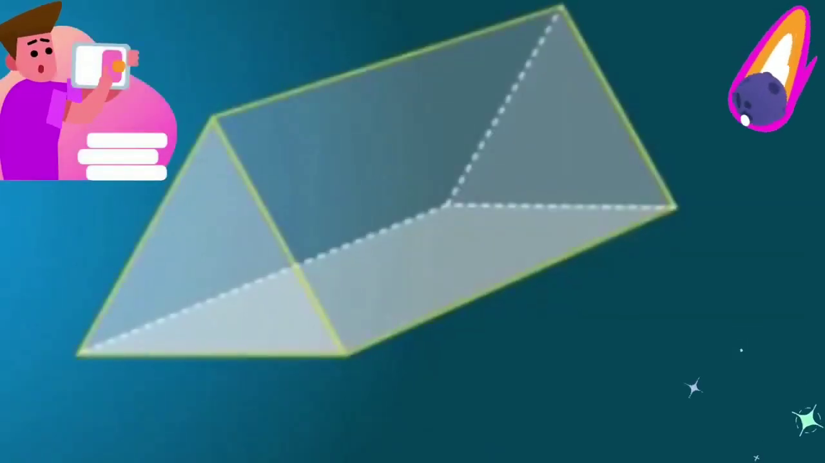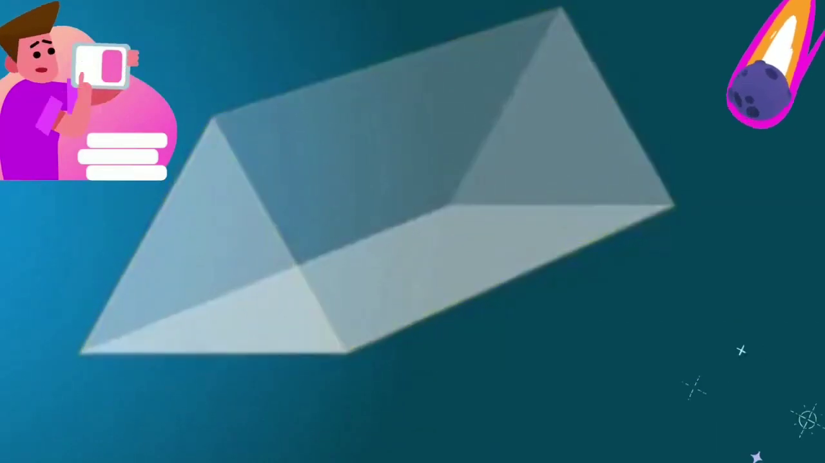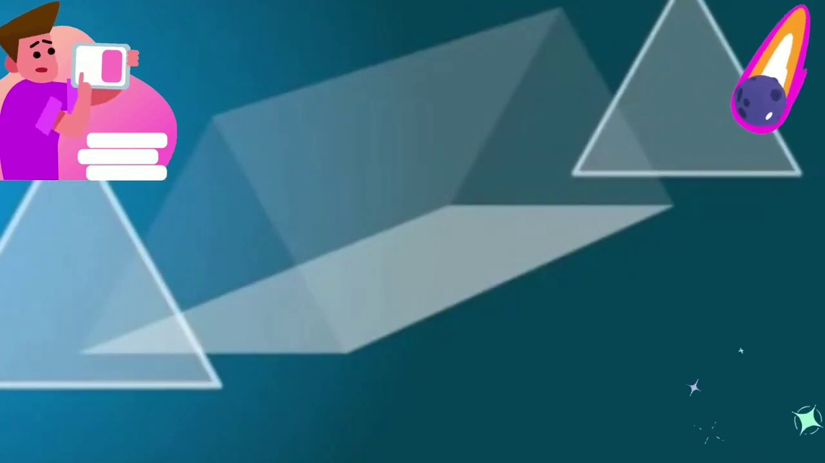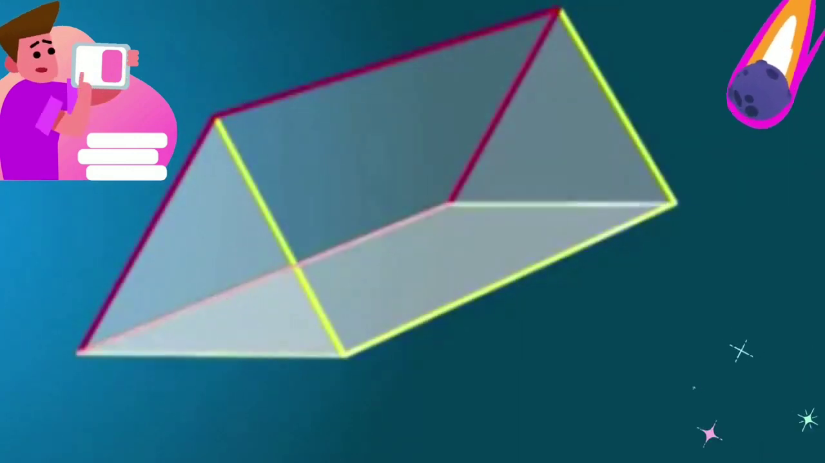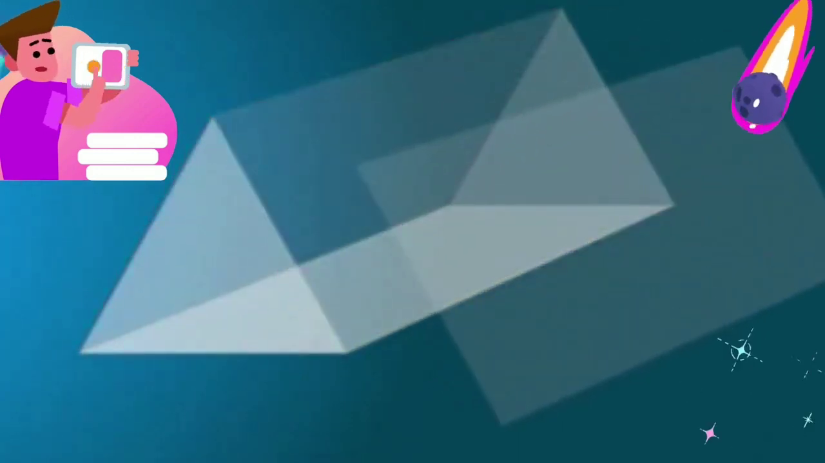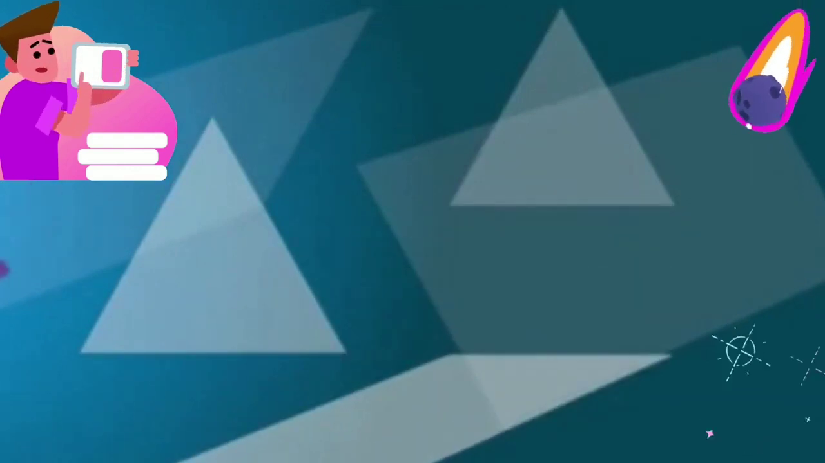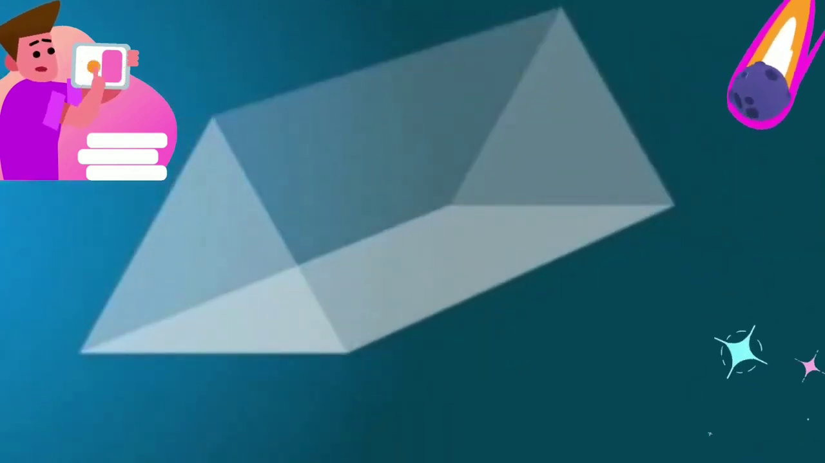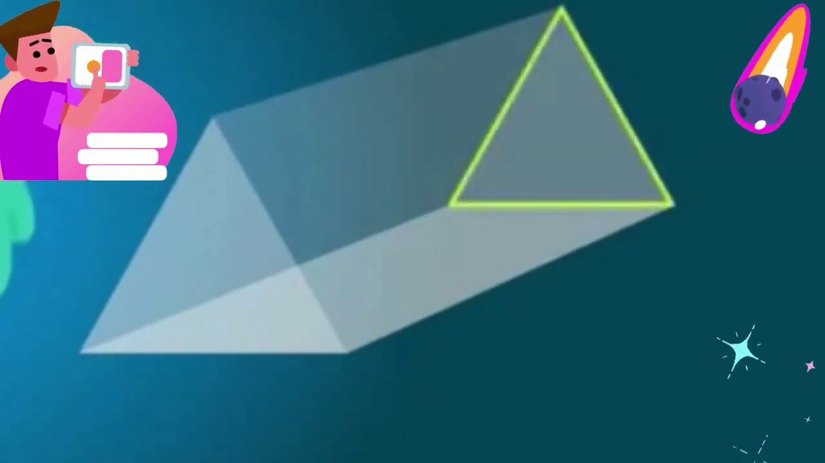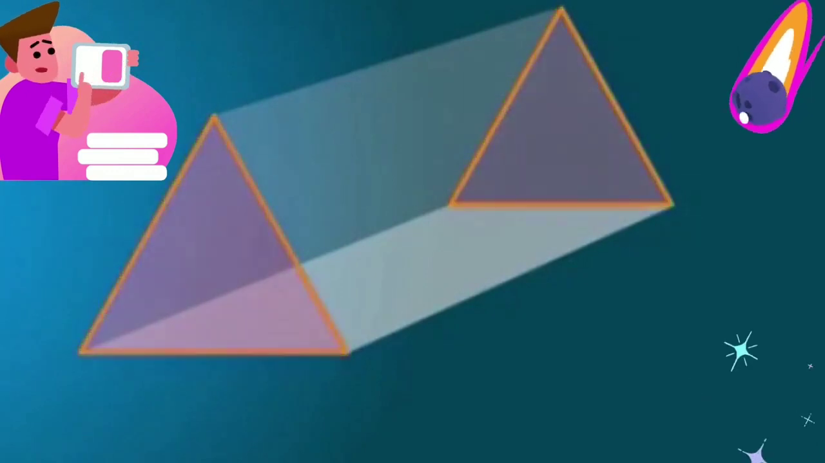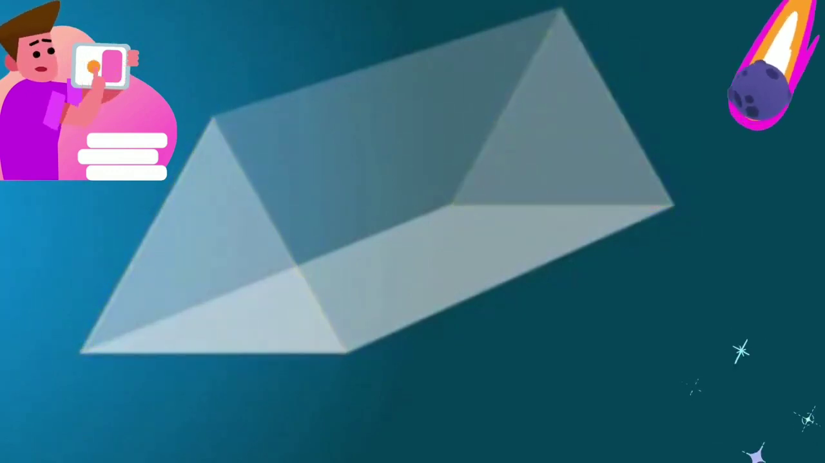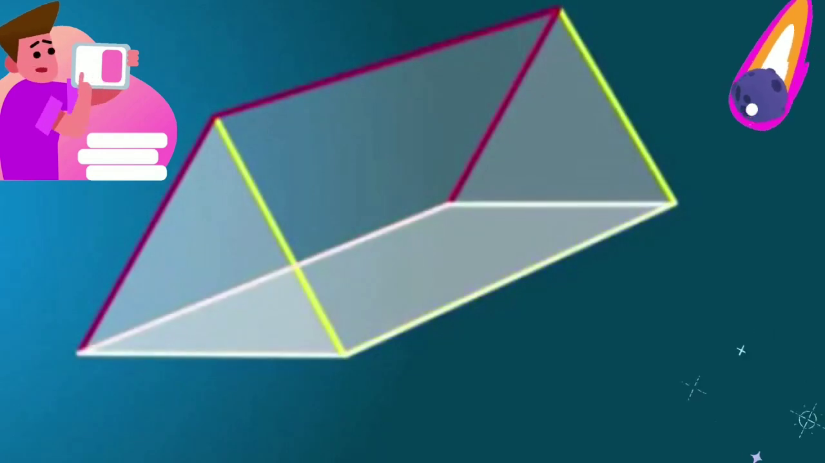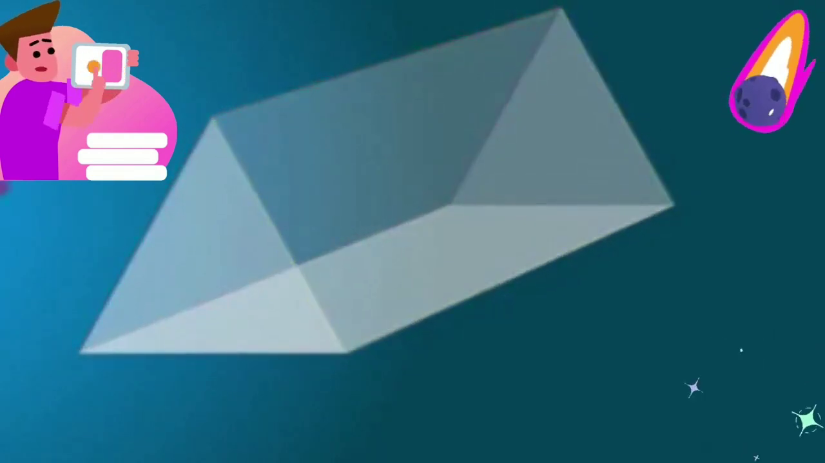A three-dimensional object with identical parallel ends and flat surfaces. It has two triangular ends and three rectangular facings, one at the front, back, and bottom. Now back to the definition. We have two identical triangles that are parallel to each other, and we have three flat surfaces.